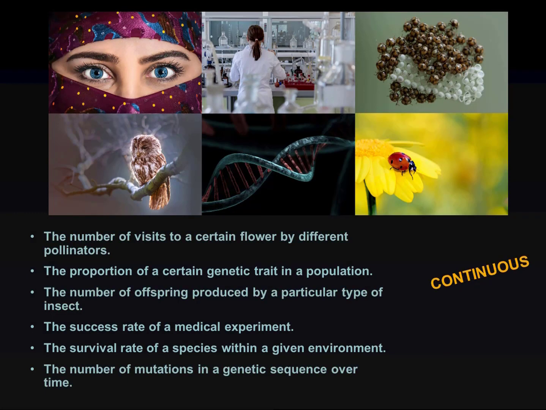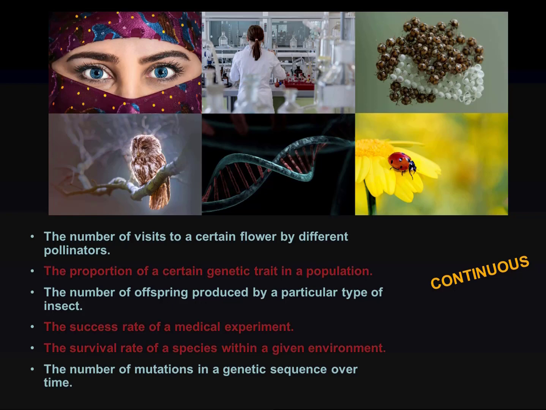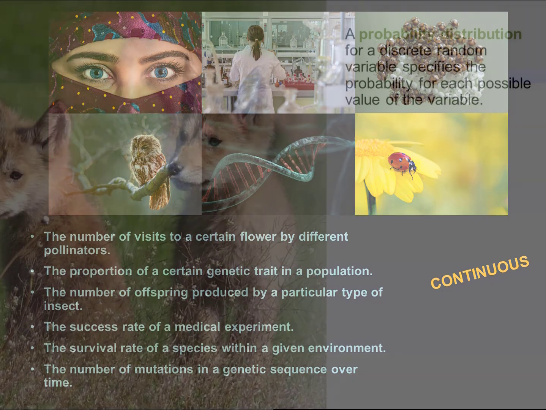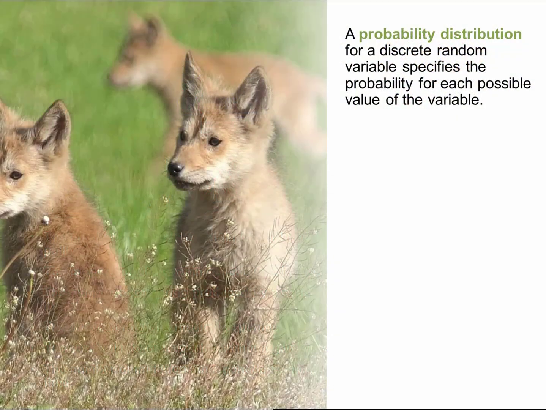Other random variables are continuous, where the outcomes can be any value within an interval, meaning that the outcomes must be measured as opposed to counted. For now, we will concentrate on discrete random variables. A probability distribution for a discrete random variable specifies the probability for each possible value of the variable. Let's look at an example.